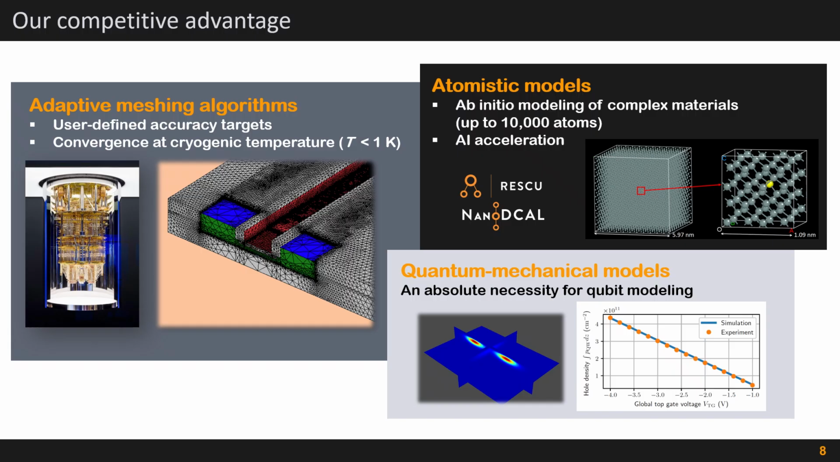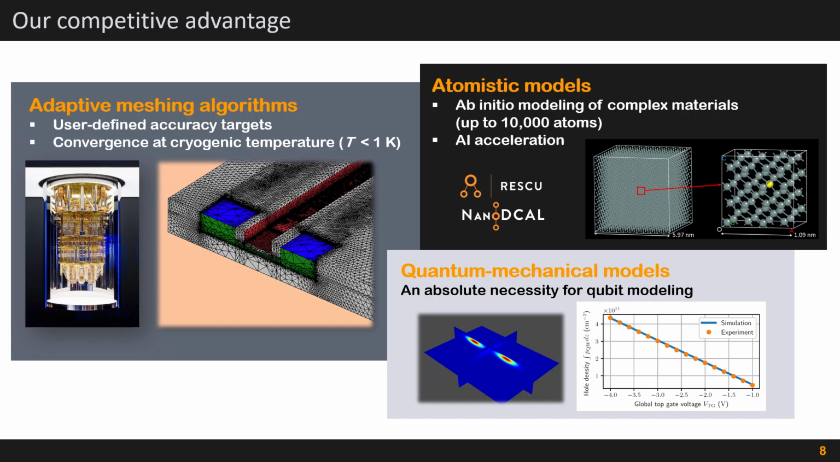Our second advantage is the availability of atomistic models. Thanks to RESCU and NanoDCAL, we are able to model large, complex material supercells containing up to 10,000 atoms and benefit from some AI acceleration.